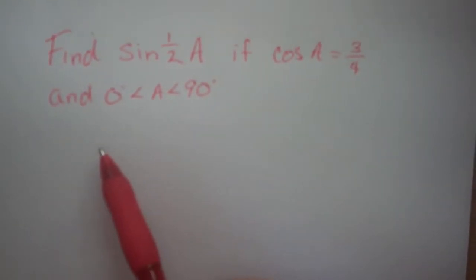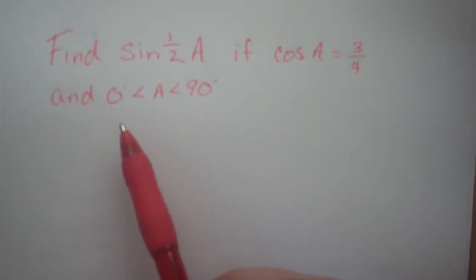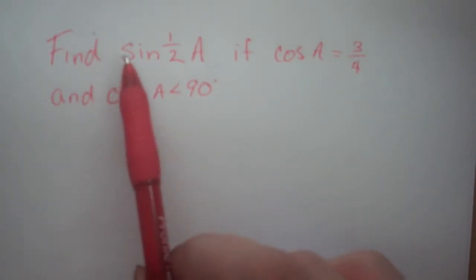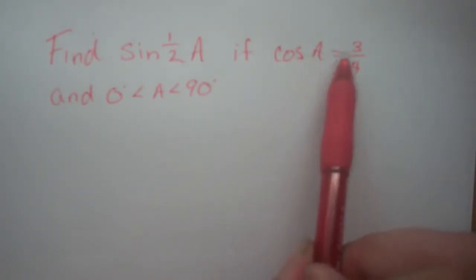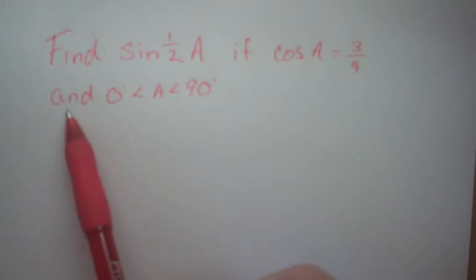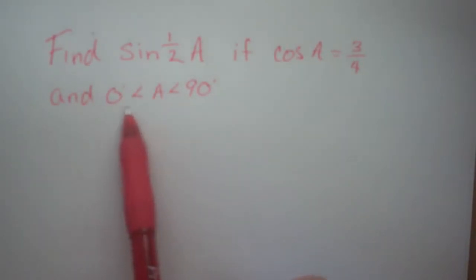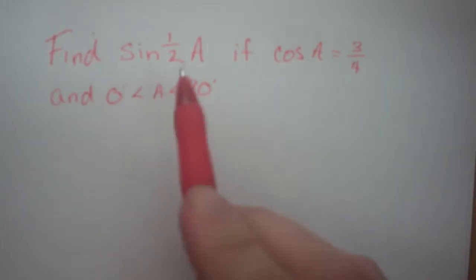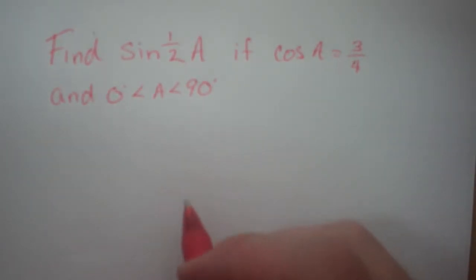In this video, we're looking at using trigonometric formulas, such as you will find on the back of the reference sheet of the Regents exams. So we're looking at this problem. It says find sine of 1/2 a if the cosine of a is 3/4 and 0 is less than a is less than 90. You see, this part right here is simply telling you which quadrant the angle is in. Since we're between 0 and 90 degrees, this means we're in the first quadrant, so let's keep that in mind.